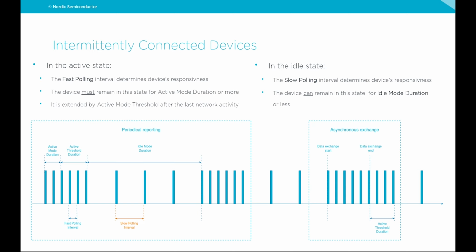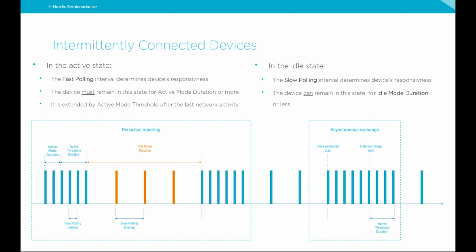And we have also a corresponding parameter to active mode duration that is called idle mode duration. So the idle mode duration determines how long the ICD can remain in the idle state. After that, it has to change the state to active and become more responsive. Again, it can also switch the state earlier if it wants to, because the idle mode duration is like the maximum allowed time duration for the idle state, not the exact duration.